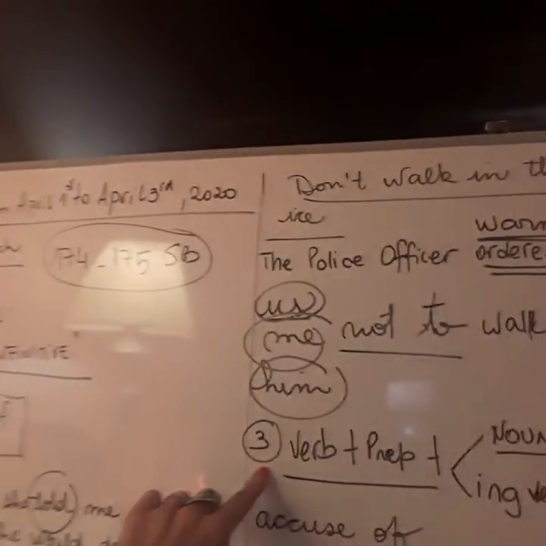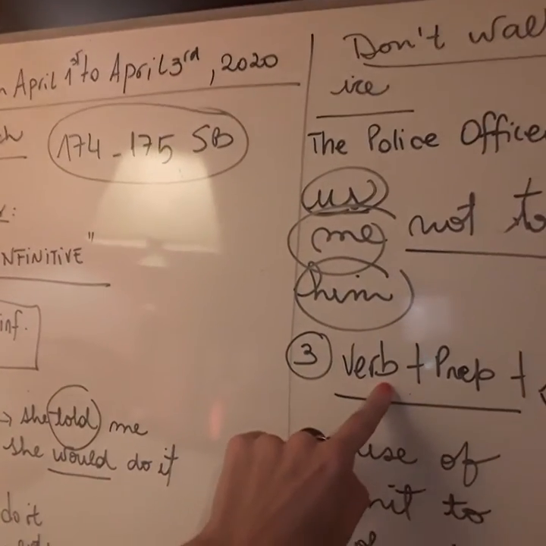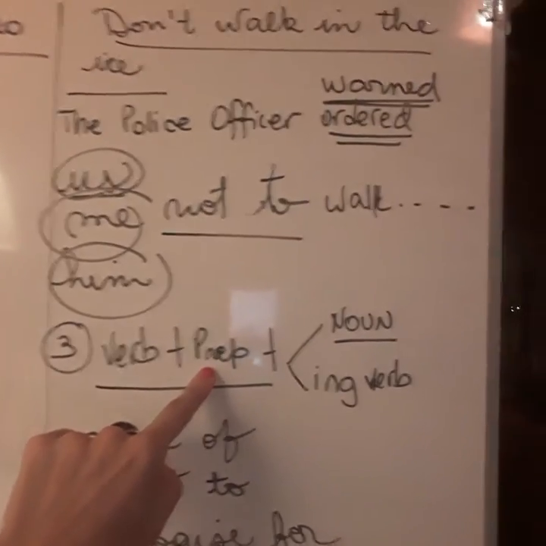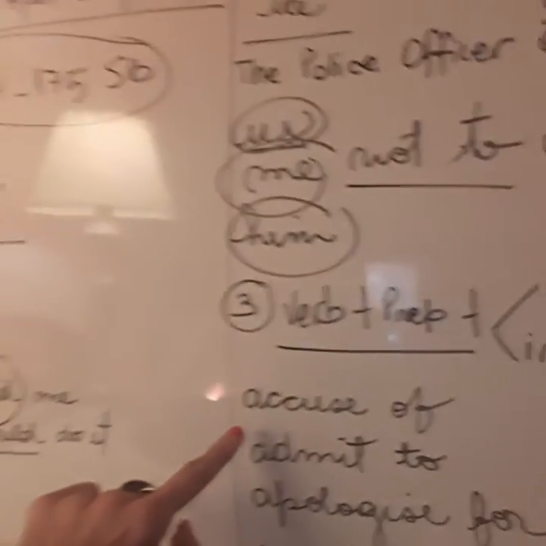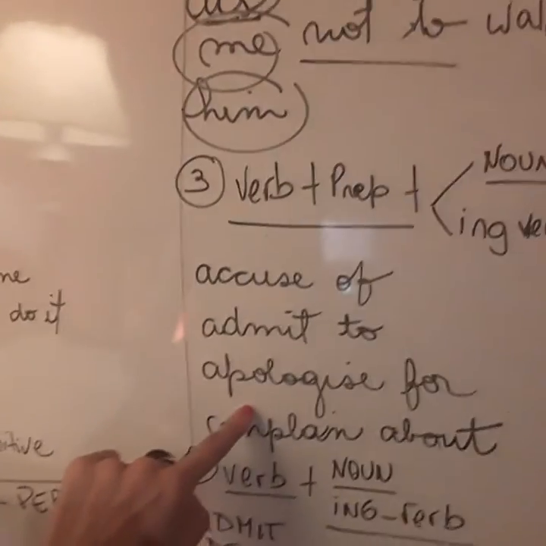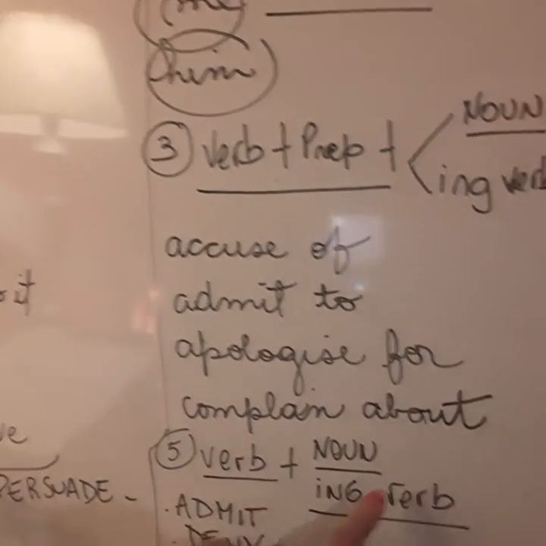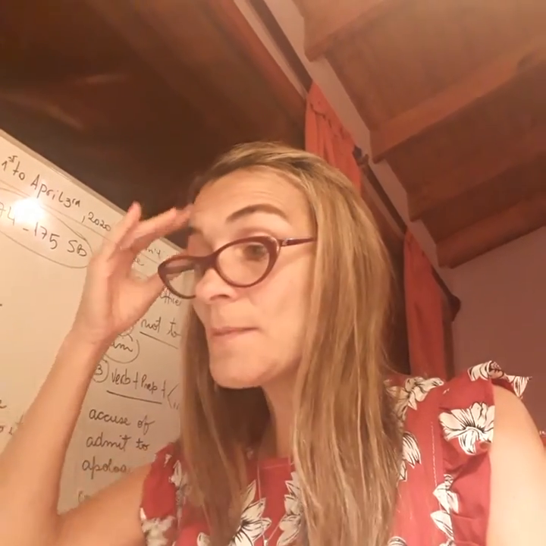No sé si se ve, supongo, espero que sí. De acá. It is the one in which the verbs are followed by a preposition and a noun or an ing verb. The verbs are accuse of, admit to, apologize for, complain about. For example, suppose that the mom says, you boys have made such a mess.